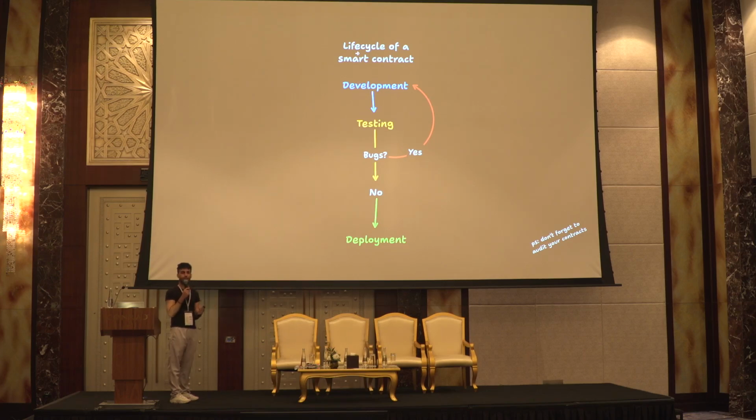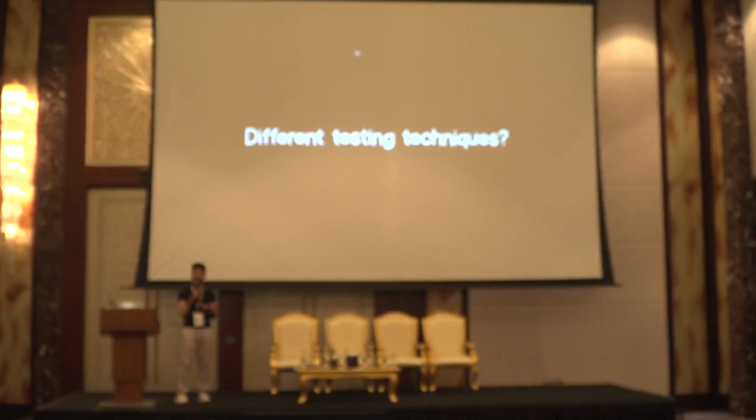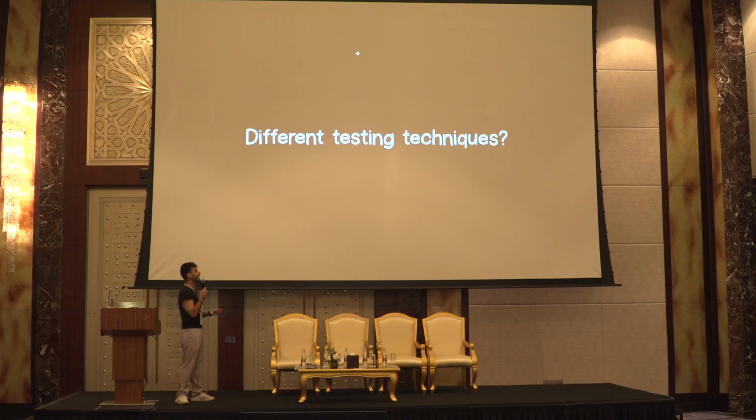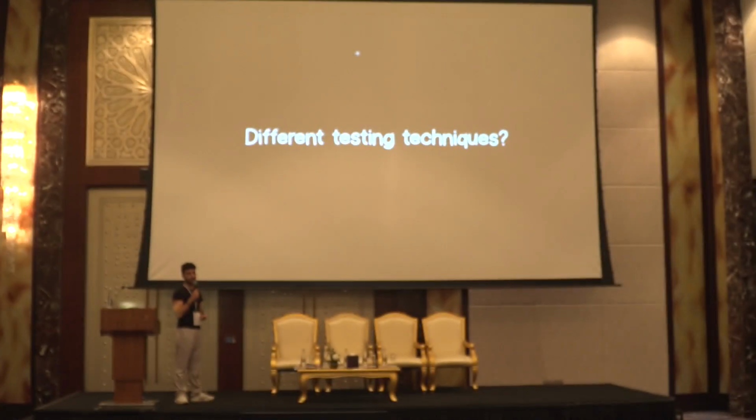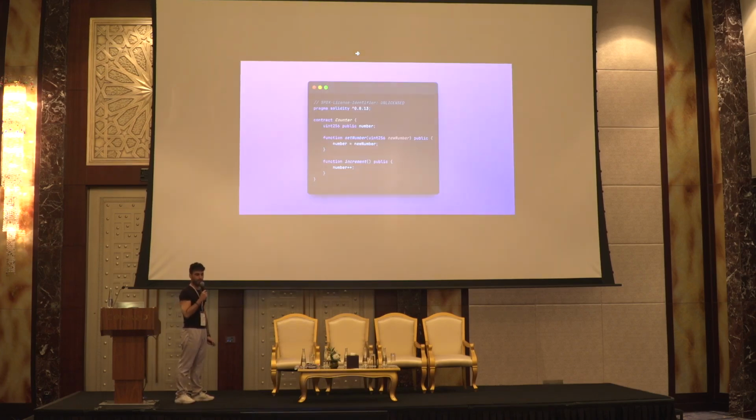But you will tell me, okay, we have maybe bugs. How do we know if we have bugs? How can we test our contracts? That's obviously the main topic here. When it comes to smart contract development and testing, there are a few different techniques that we can use. Some of them are very basic. Some of them are a bit more complex, and we're going to talk about them right now.